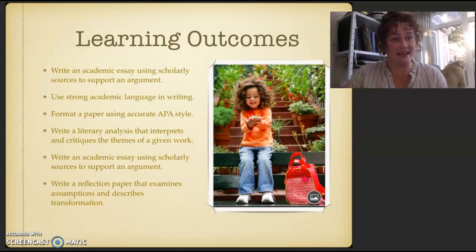The learning outcomes for our course are all about learning different ways to write academically. Not just your usual essay, not just presenting your information, but doing it in accurate APA style with strong academic language. We're going to work on a number of different types of writing, like writing an essay with a scholarly argument supporting it, a literary analysis, ideas about critiques, lots of different cool ideas that I hope you will enjoy as you explore each part.